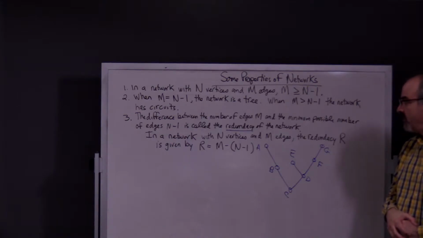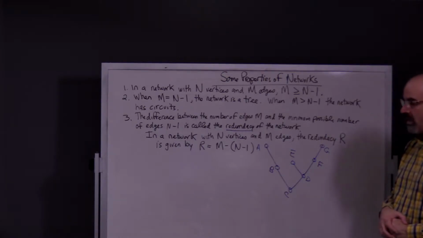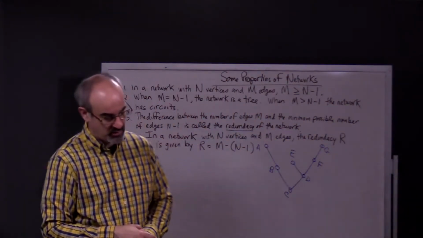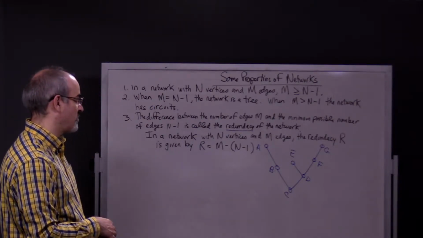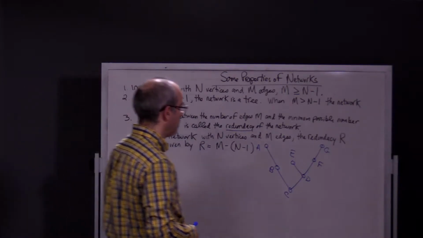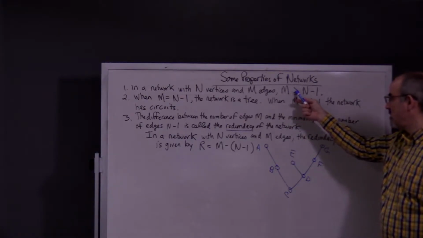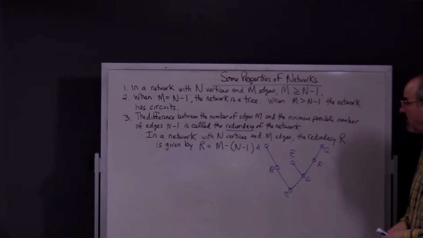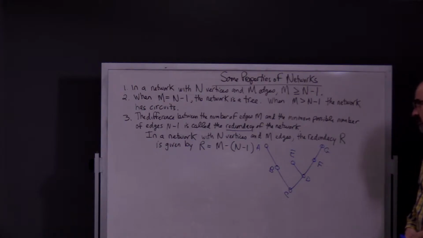In a network with n vertices and m edges, m is always going to be greater than or equal to n minus 1. Okay? That means that the number of edges is at least n minus 1. That's all that means. So in a network with n vertices and m edges, the number of edges is always going to be greater than or equal to the number of vertices minus 1. Okay? When m equals n minus 1, the network is a tree.